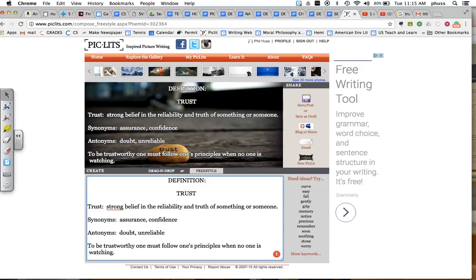Synonyms are assurance in the truth and reliability, confidence in the reliability and truth of someone or something. And the antonyms would be doubt. If you're not trustworthy, you are doubtful. If you're not trustworthy, you are unreliable.